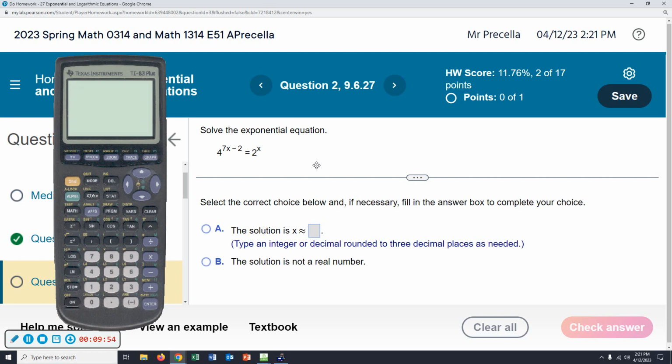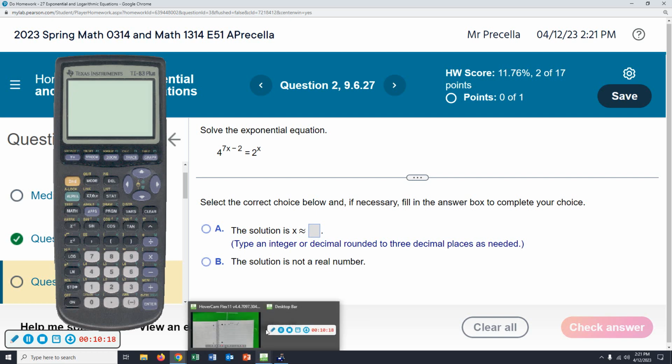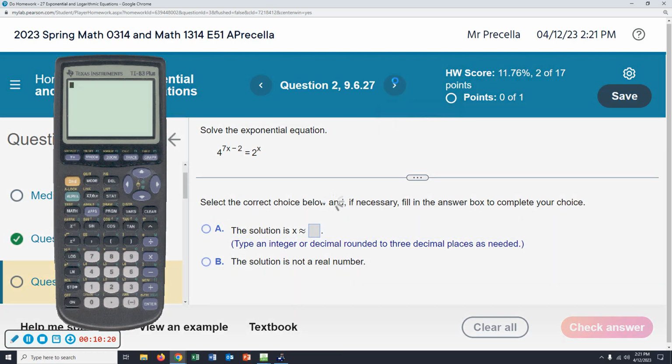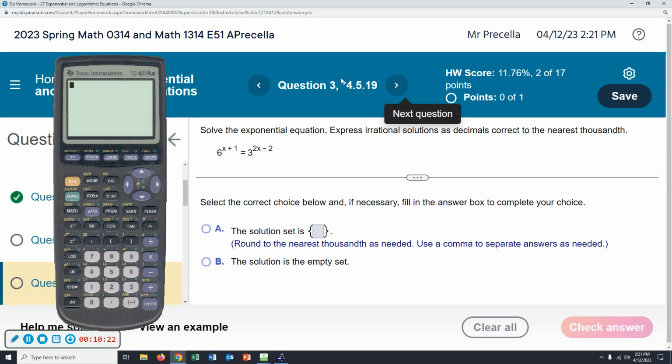Do y'all see what I spotted? 4 can be written as 2 squared. So taking the natural log of both sides will work even for equations where you can get a common base, as we're about to see. You're just going to have a little bit messier stuff to punch in. Now check number 3, make sure that there's no common base for number 3 also.